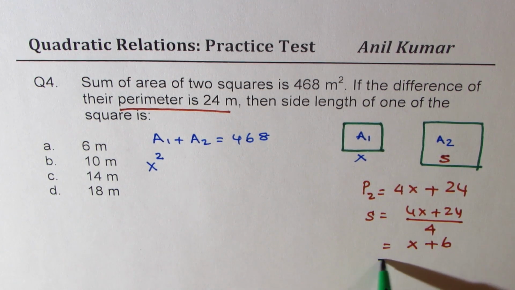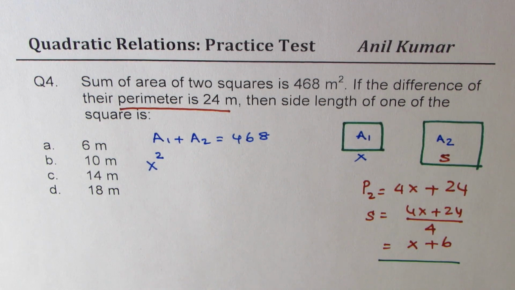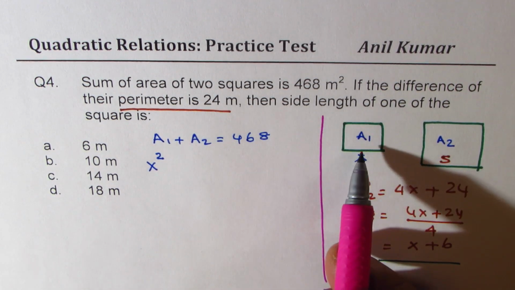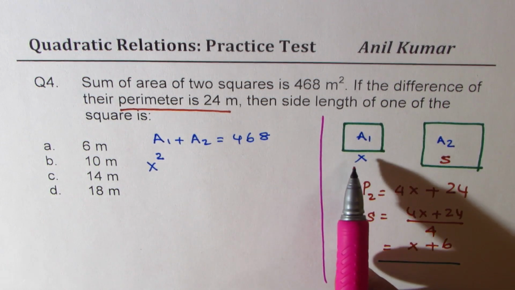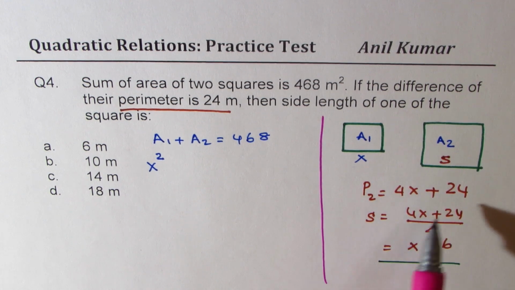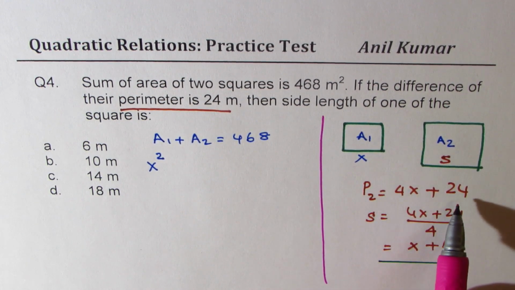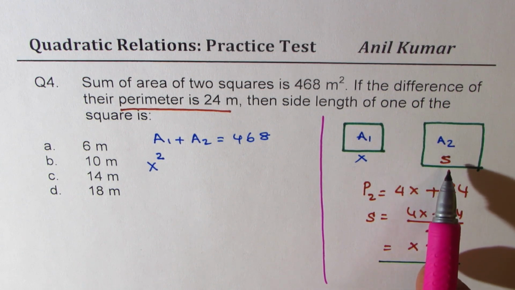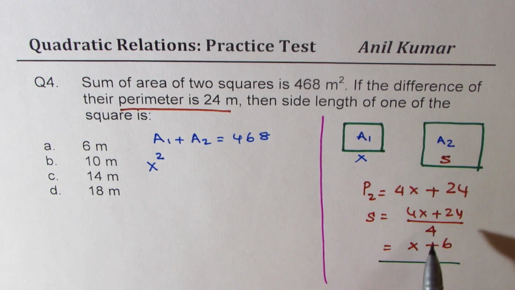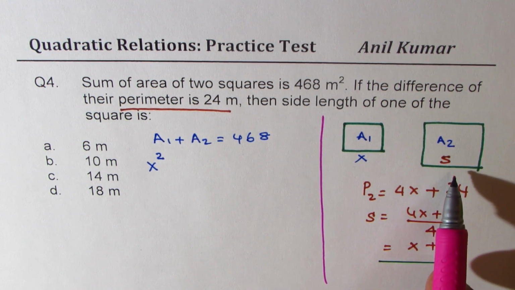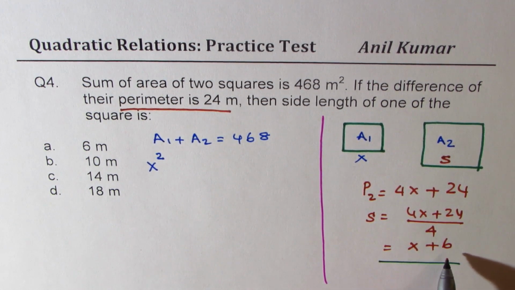Now this is very important to understand, how we got it. So go through it once again. Since the perimeter is 24 more than the first one, and the perimeter of the first one is 4 times x, this is 24 more. So we get a new perimeter of 4x plus 24. What should be the side length? 1/4 of the perimeter. So (4x plus 24) divided by 4 gives you the side length x plus 6.